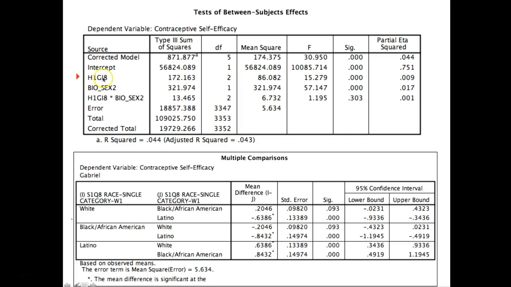So here we're basically looking at the main effects. This is the race and ethnicity variable, this is biological sex, and this is the interaction term. So these are the 3 effects that we're interested in looking at. We can see over here we have our F values for each of these, our P values, and our partial eta squared for each of these. And so what we see is a significant main effect of race and ethnicity, a significant main effect of gender, but those variables do not interact. There's not a significant interaction.